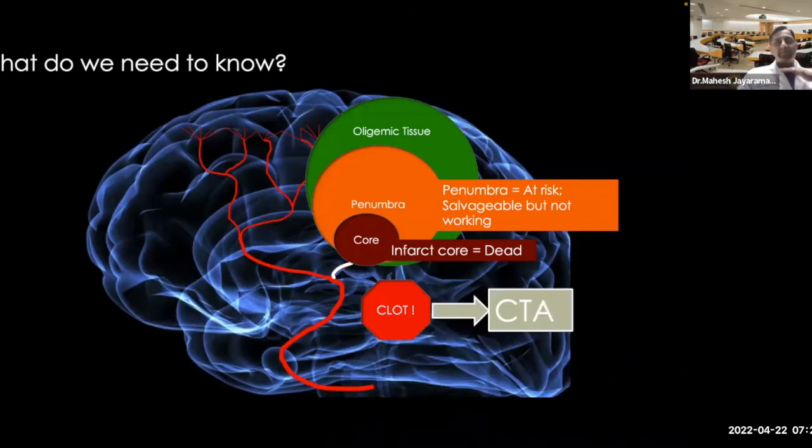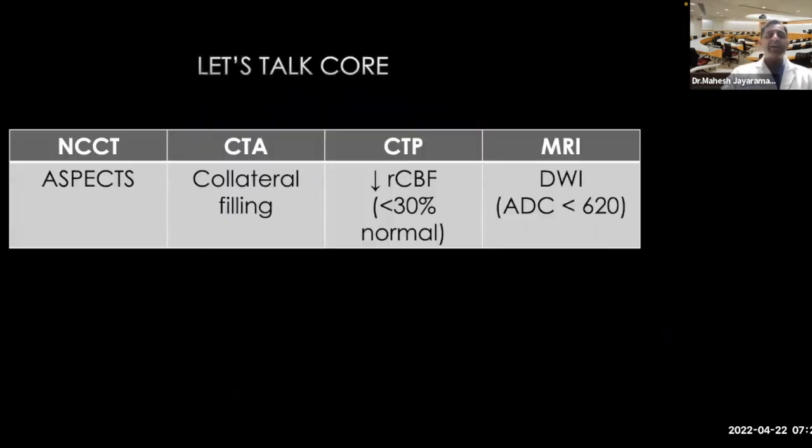So how do we find the clot? Simple, CTA. It's quick, it's accurate, it's remarkably good at finding the clot. Now let's talk about the core. We can identify the infarct core using a variety of different techniques. We can look at non-contrast CT. We can use absence of collateral filling on CTA. For those who want to use CT perfusion, the currently accepted threshold is a reduction in relative cerebral blood flow to 30% or less of normal. And on MRI, diffusion weighted imaging, you're looking for ADC values less than 620.